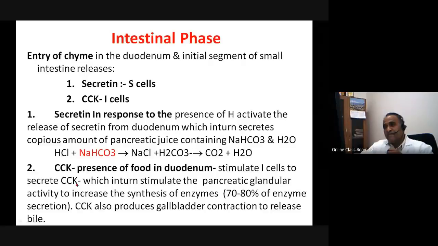CCK, via the blood, reaches the pancreatic glandular cells and stimulates them to increase the synthesis of enzymes. This is about 70 to 80% of the enzyme. The 20% I mentioned is activated by the nerve, that is the vagus. So 80% is by the CCK.